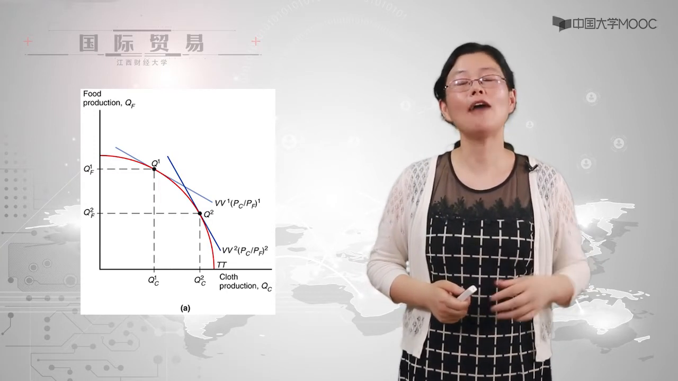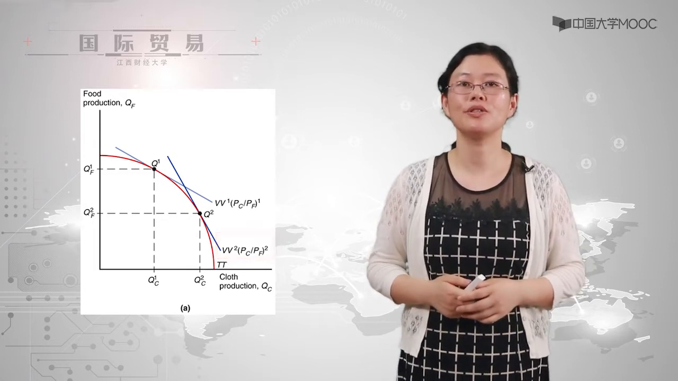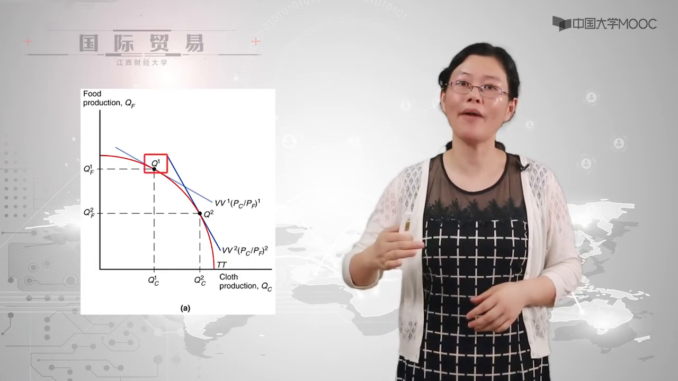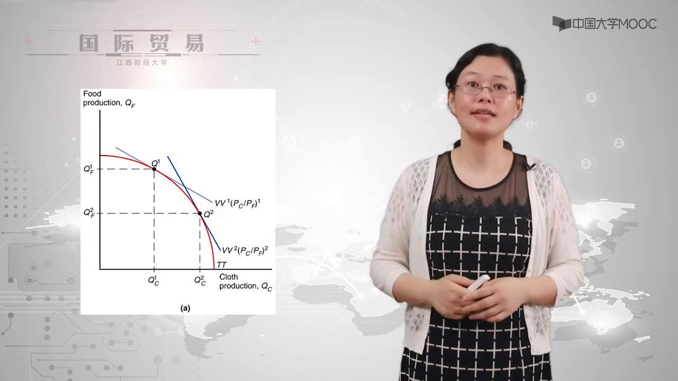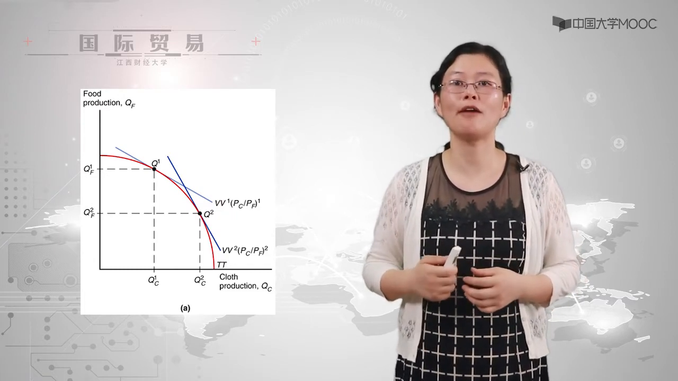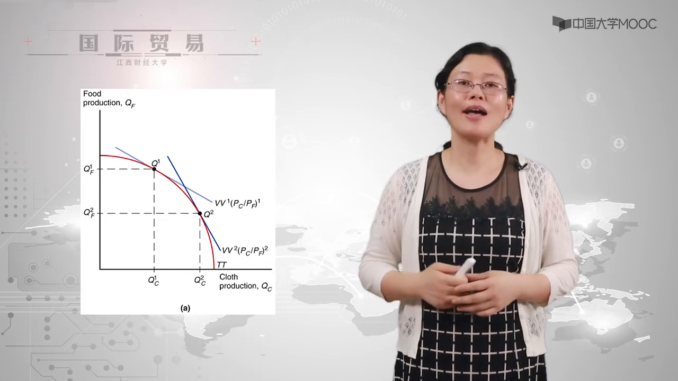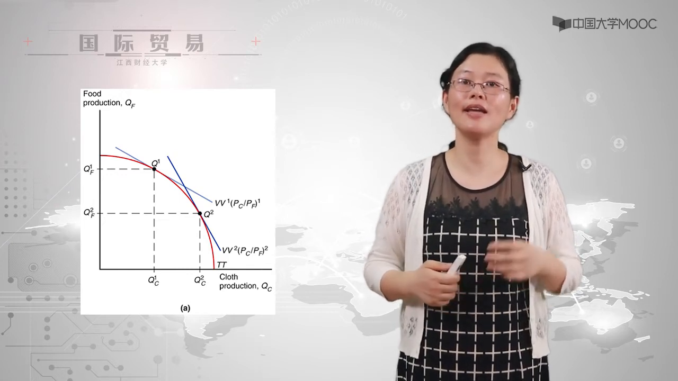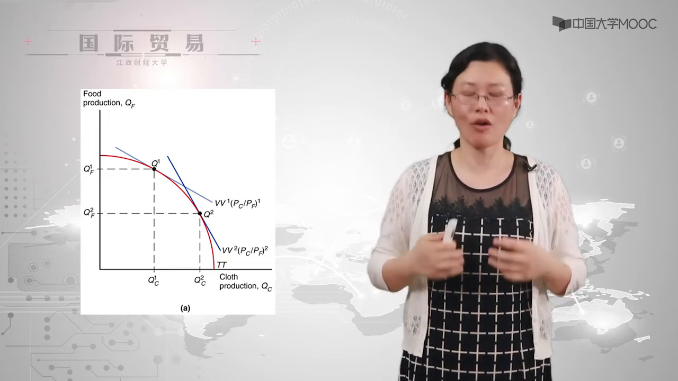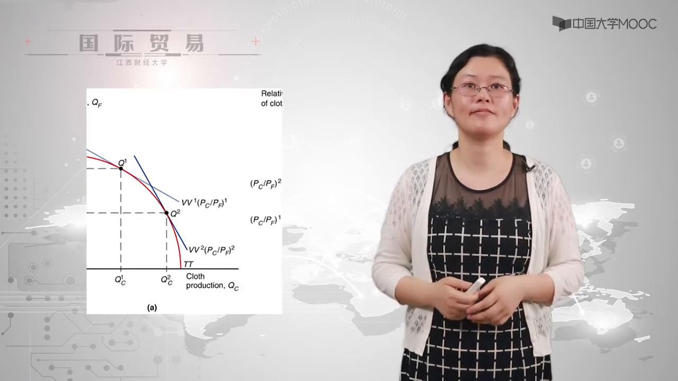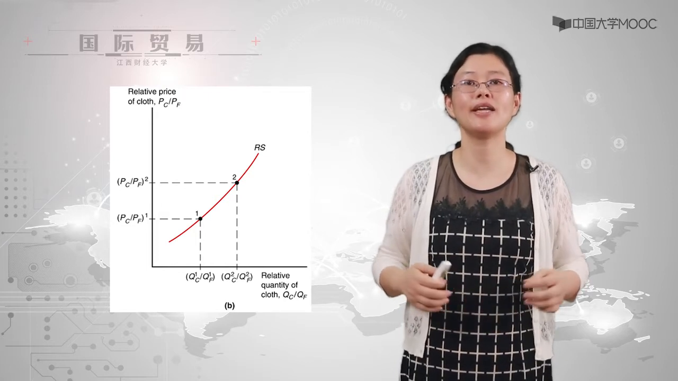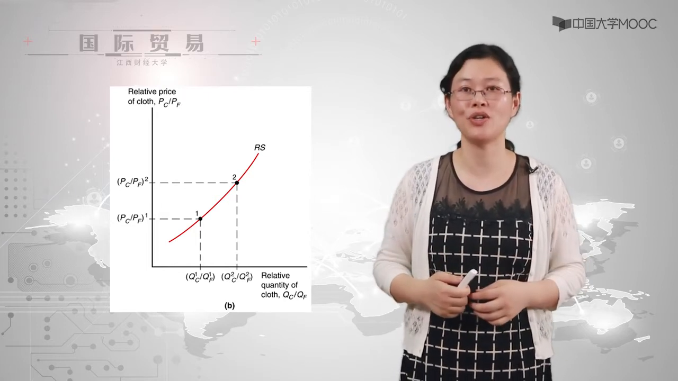The highest line after the price change is VV2, and the point at which the economy produces shifts from Q1 to Q2. That means the supply of cloth relative to food, QC divided by QF, rises. So, as we expect, a rise in the relative price of cloth leads the economy to produce more cloth and less food. Panel B shows the relative supply curve associated with the production possibility frontier, TT.